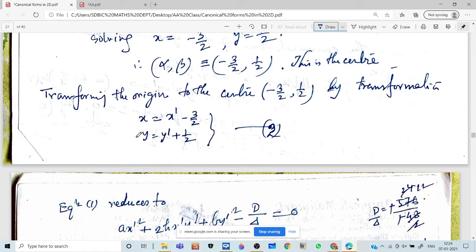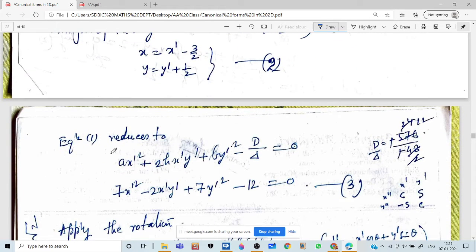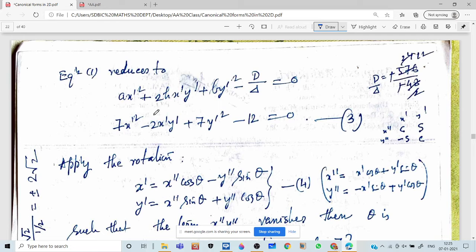After putting this transformation formula, the given equation becomes a x dash square plus twice h x dash y dash plus b y dash square equal to d by capital delta is the formula. So put this value of a, h, b and d and delta value. After simplification, this is equal to 12. So after translation, equation 1 becomes this.